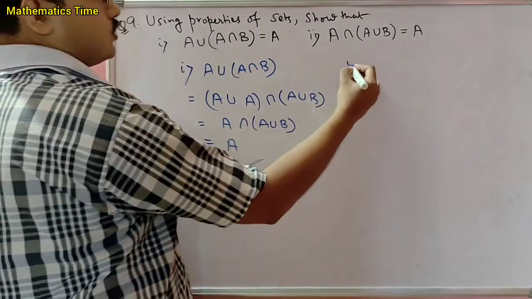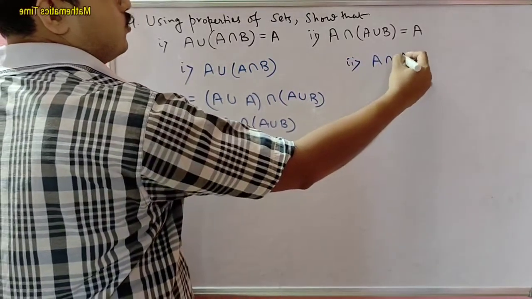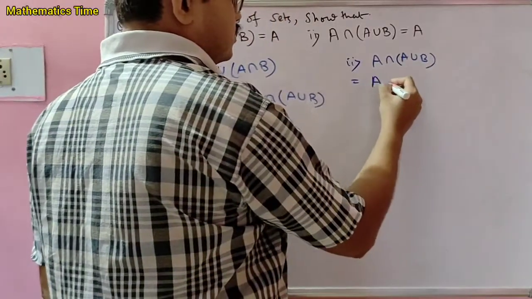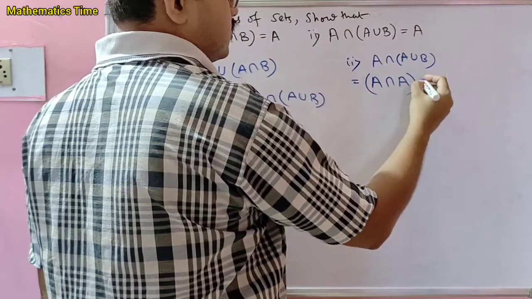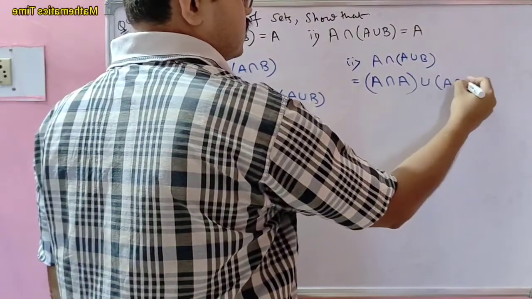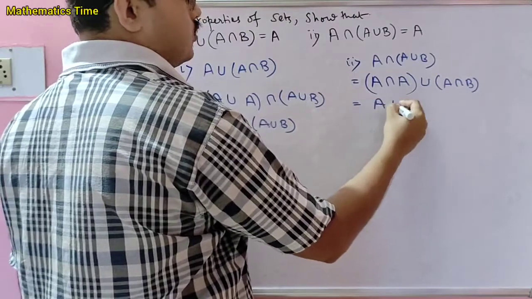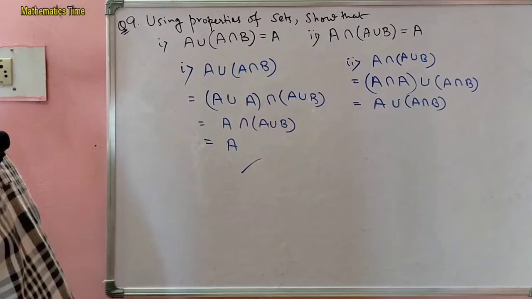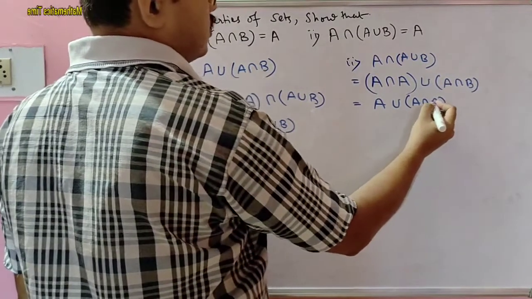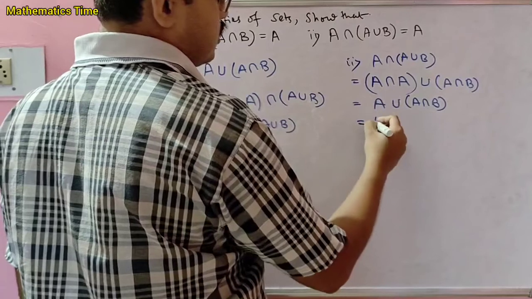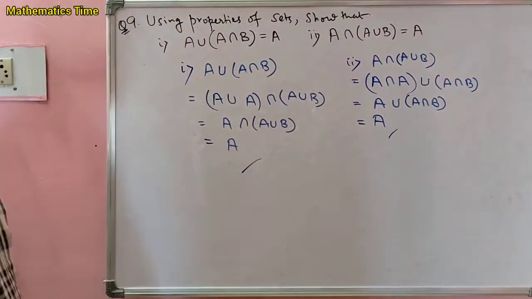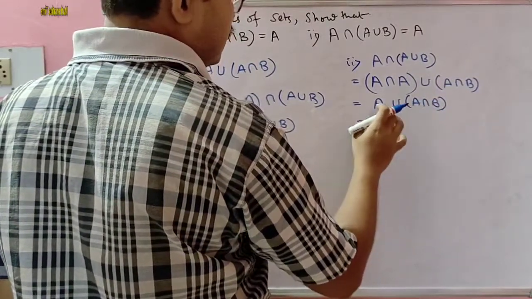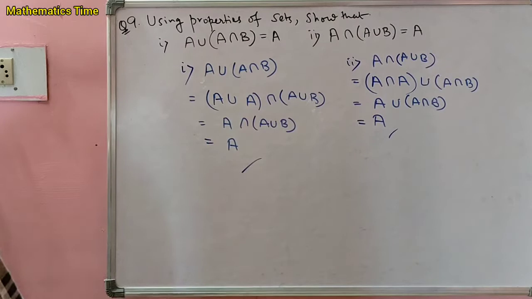This one is proved. Now the second question is A intersection (A union B). Okay, so we have to solve this. By using the properties of sets, this is (A intersection A) union (A intersection B). Now A intersection A is A, so A union (A intersection B). Now A intersection B means the common elements between A and B, and the union with the set A, the answer will be the set A itself. These are the common elements of A and B, which are contained in A, and we are taking the union with A. The answer will be A.